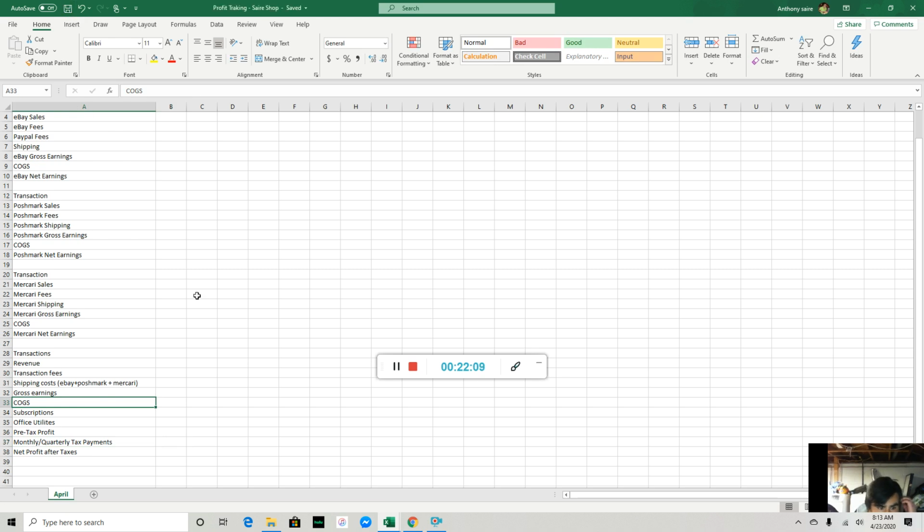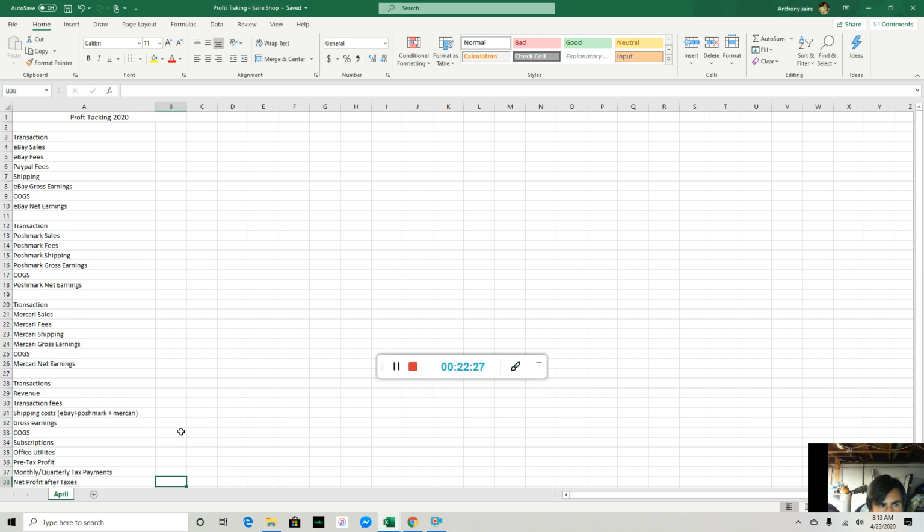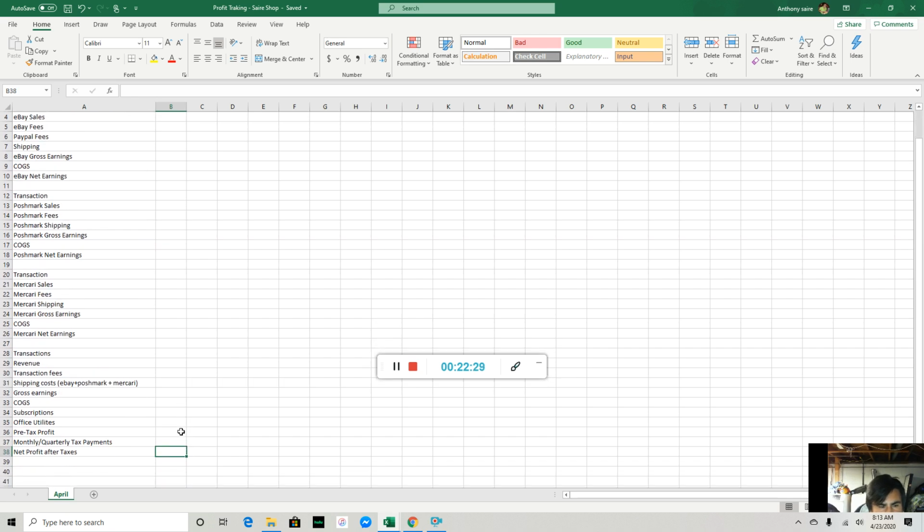Let's save that. So just in case, they'll tell you how much taxes they took out of your items. Or if you sell cash, then you have to pay taxes on certain items, and you have to record it. Put taxes here. And net profit after taxes. And you have yourself your profit tracking sheet.